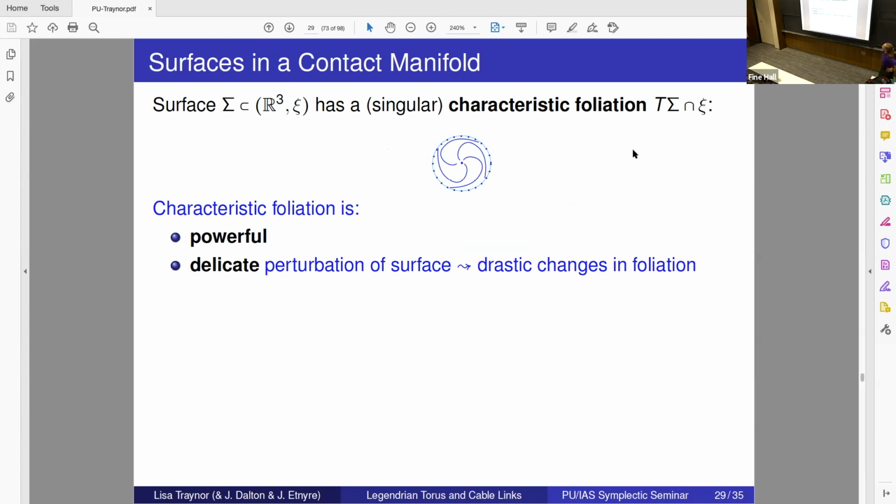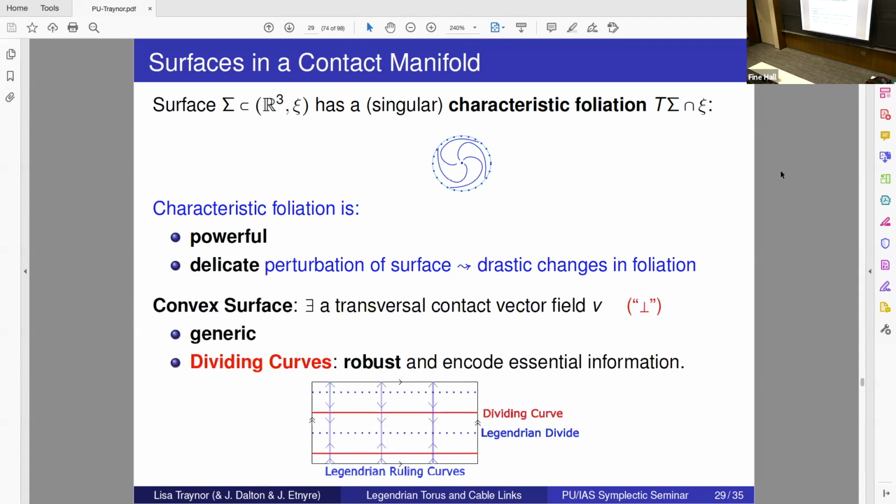If you have a surface in a contact manifold, we have this characteristic foliation. Briefly, it's very powerful, but it's very delicate. You move the surface a little bit and the characteristic foliation changes drastically. But if you look at a convex surface, this just means that there's a transversal contact vector field, a vector field whose flow preserves the contact planes. It seems kind of mild, but these are generic.